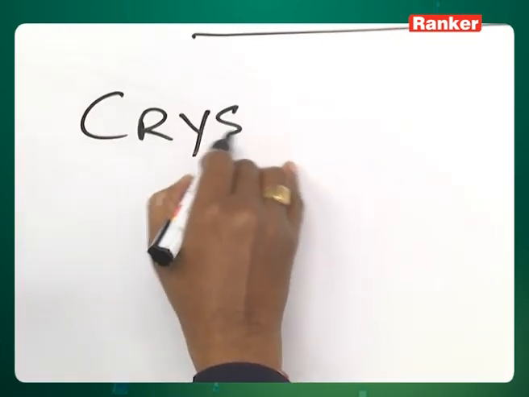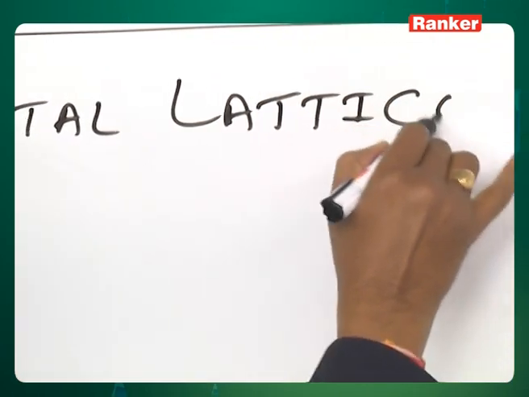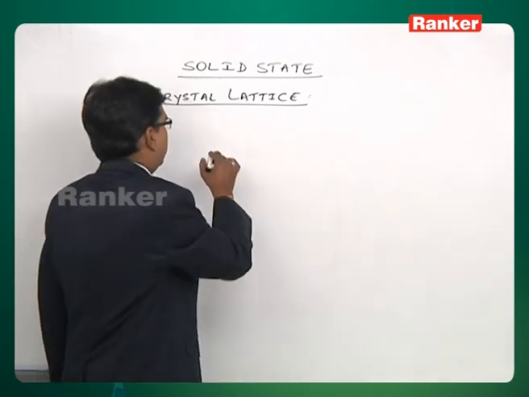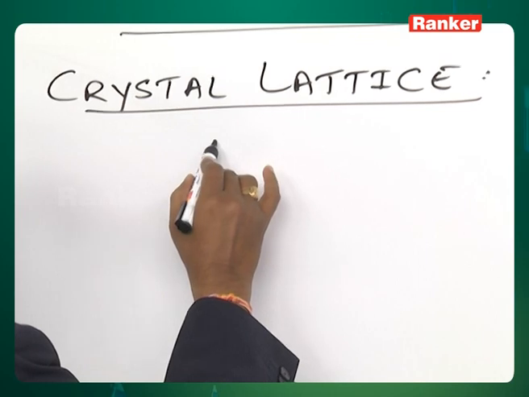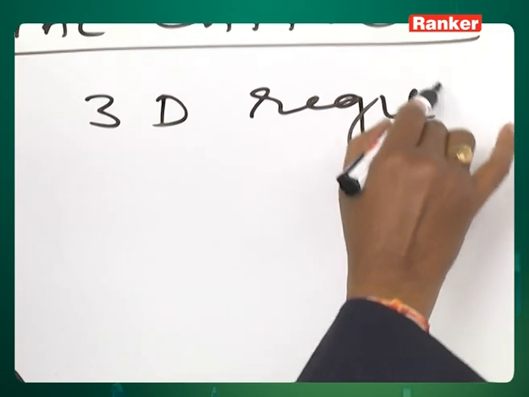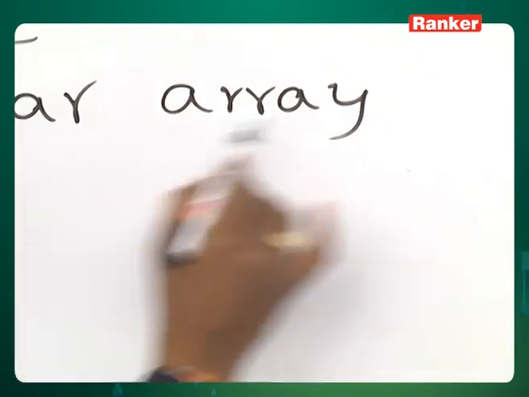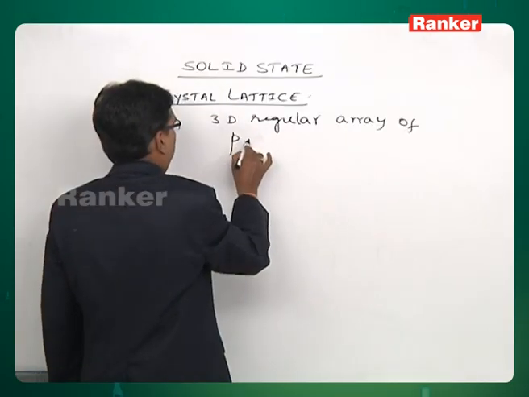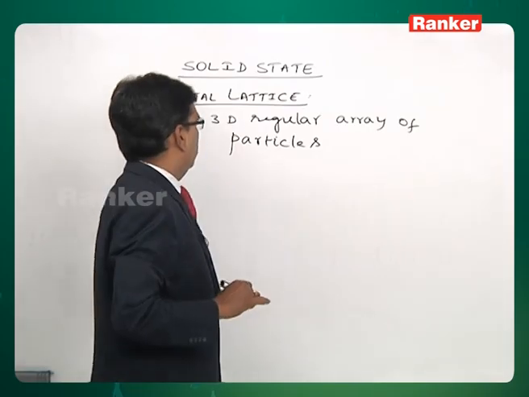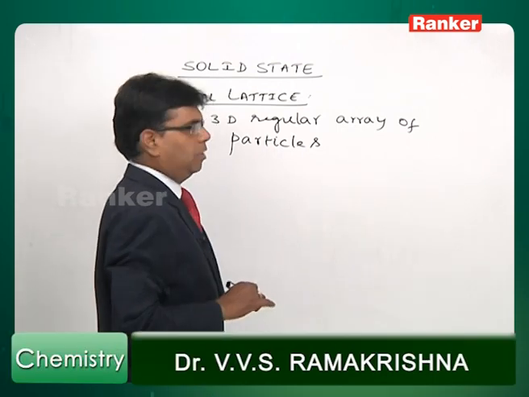Crystal lattice. What is crystal lattice? Crystal lattice is nothing but a three-dimensional regular array of particles. Three-dimensional regular array or arrangement of constituent particles.